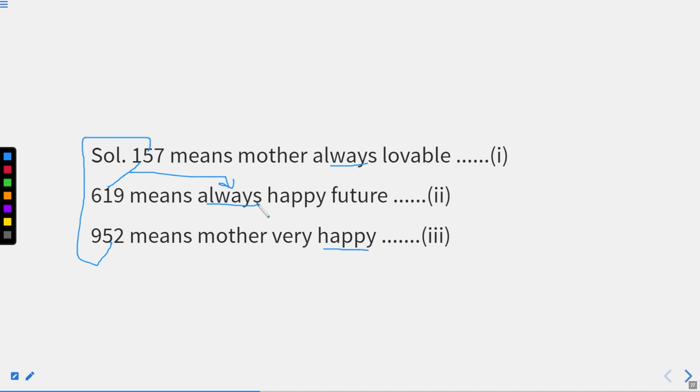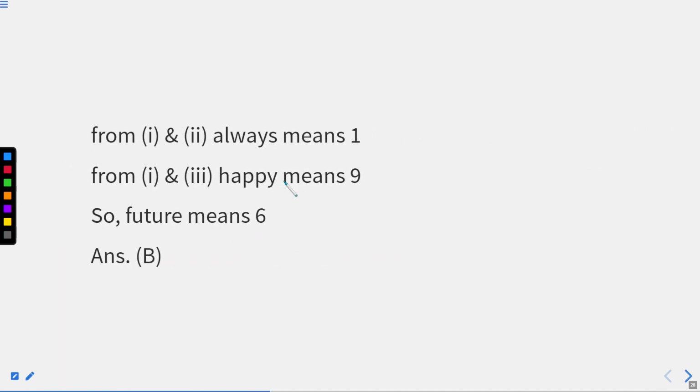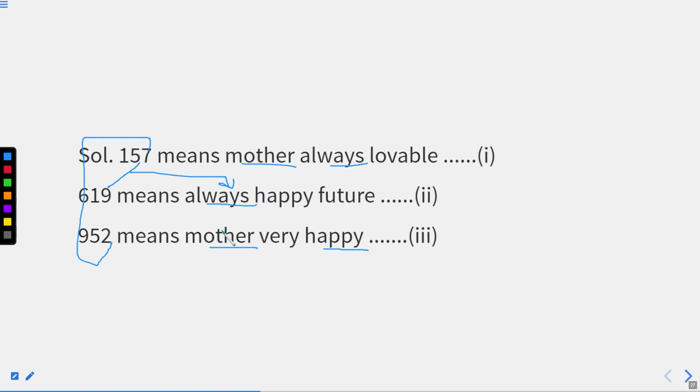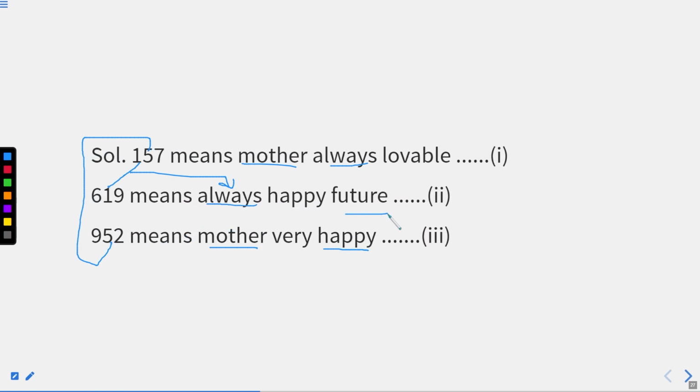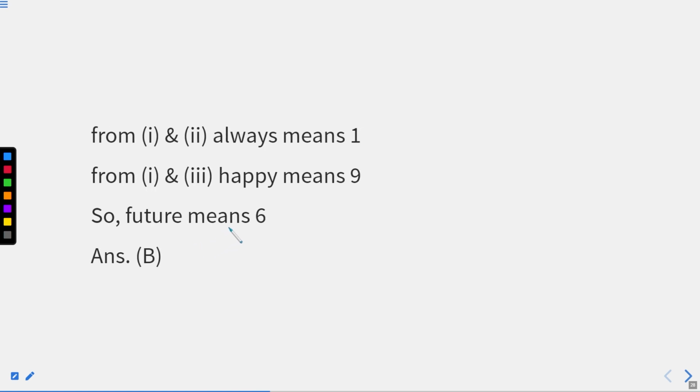happy or mother. Right? So what will we get? Happy means 9. Future means 6. So our answer is B. We'll easily get closer to our answer. That is future. That means 6. I hope you get the question. I hope you came to know how we are comparing both the values.